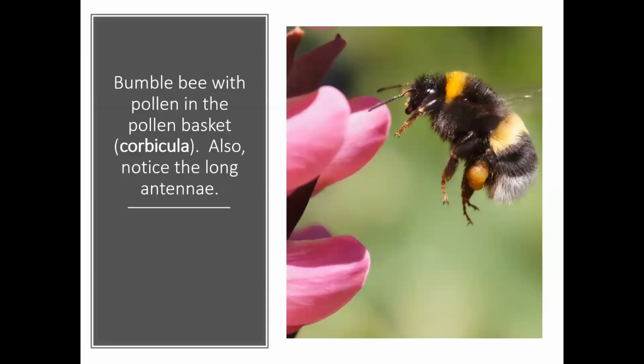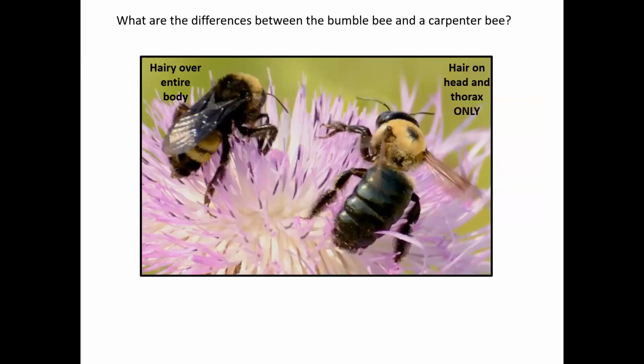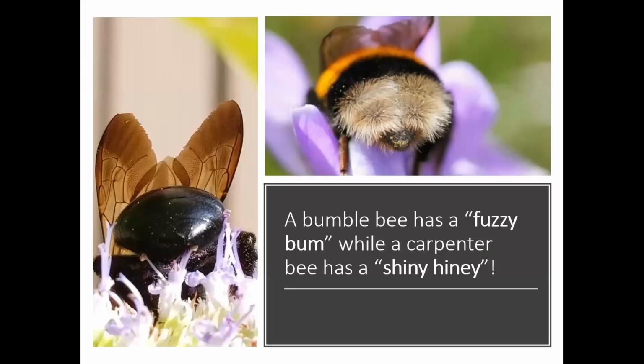And here you can see a little bumblebee, and she's got the pollen in her pollen basket, which is also called a corbicula. And they tend to have also the very long antennae. And here's a good example of the carpenter bee and the bumblebee next to each other, so you can tell the difference. And this is from Becky Griffin. This was her little catchphrase, that a bumblebee has a fuzzy bum and a carpenter bee has a shiny hiney. Somebody told me that's from somewhere upstate New York, is when you say hiney. So I didn't know that. I learned that the other day.